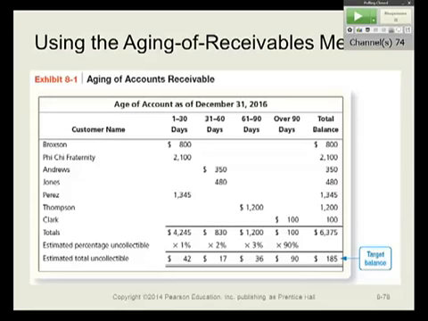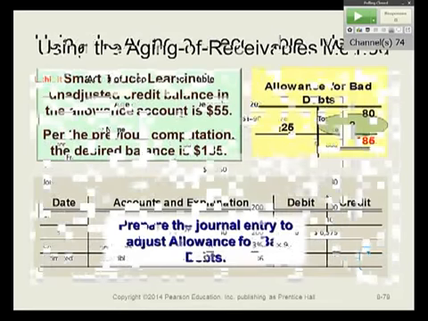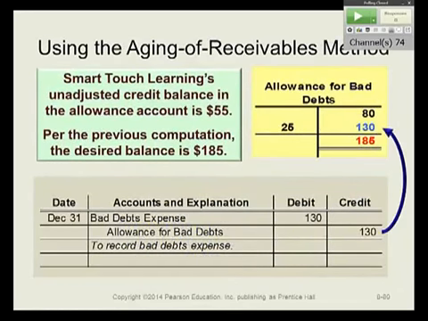Now, after we make that adjustment of 130, let's go back here, the bad debt expense is 130, and the allowance for bad debts has to be credited for 130. Now, the idea that the balance sheet methods will force the expense is very easy to understand.